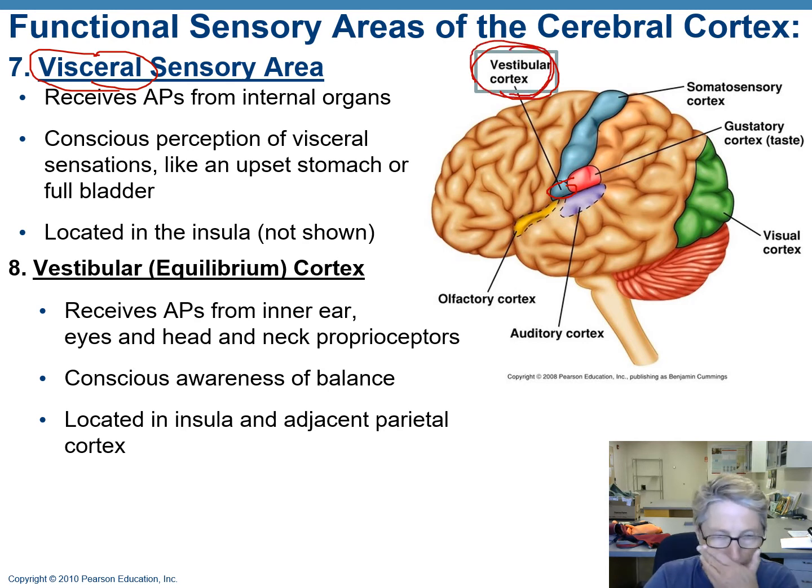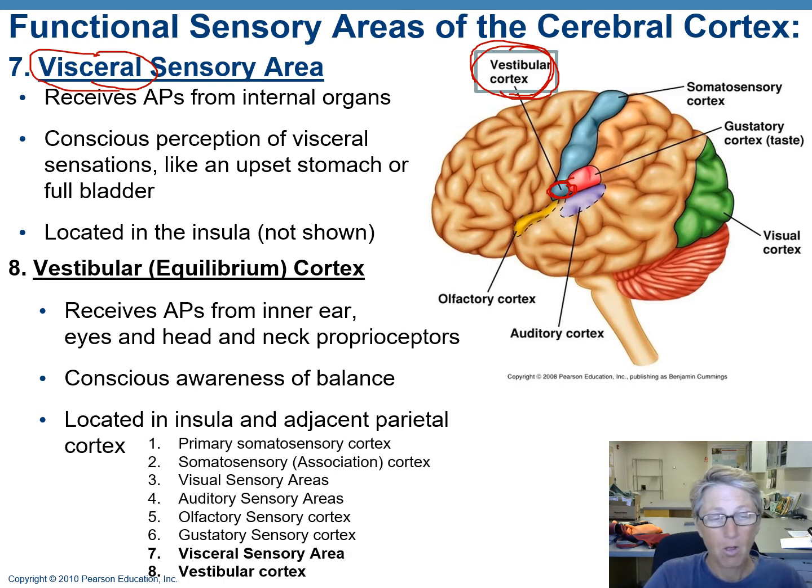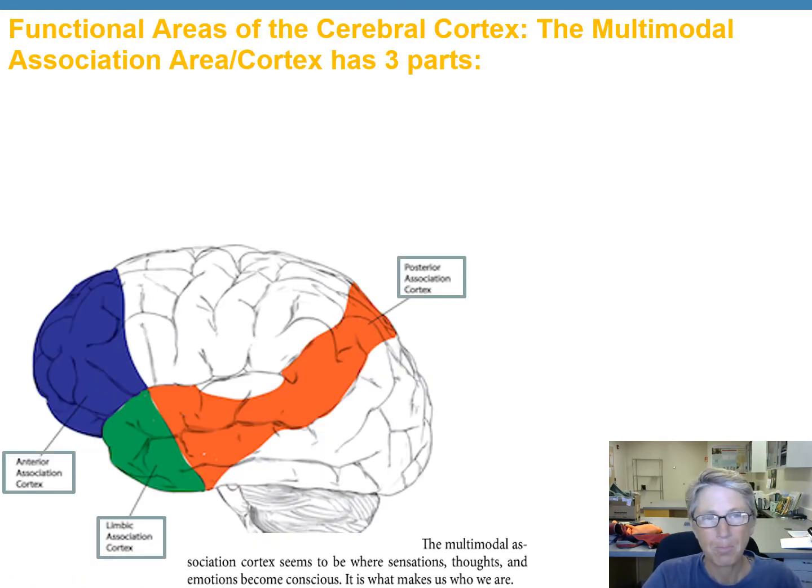And then the eighth of the 8 sensory areas of the cerebral cortex is the vestibular or equilibrium cortex, and that's located right here. You get action potentials from the inner ear, your eyes, your head, your neck, and it allows you to have conscious awareness of your balance. And that's all 8 of the sensory areas of the cerebral cortex. Then there are a couple other slides that I put in at the end.